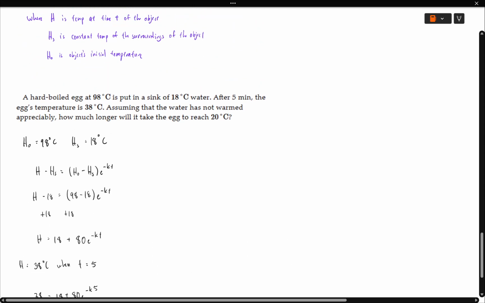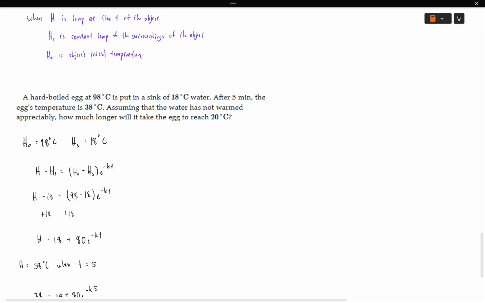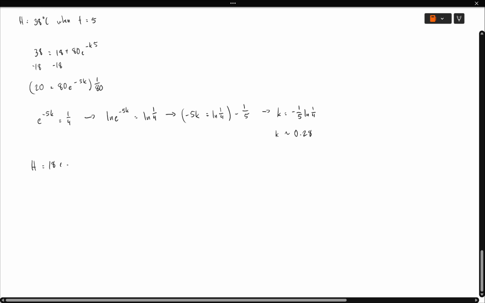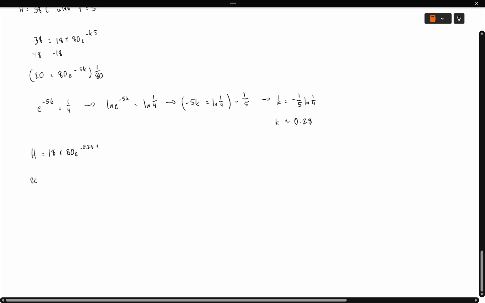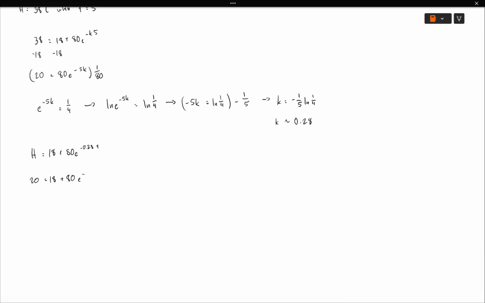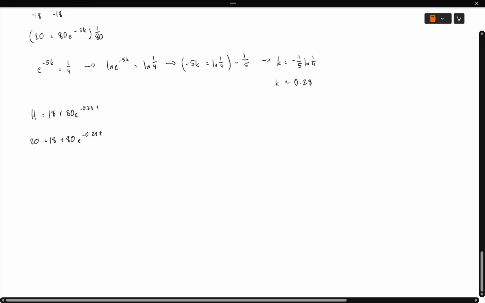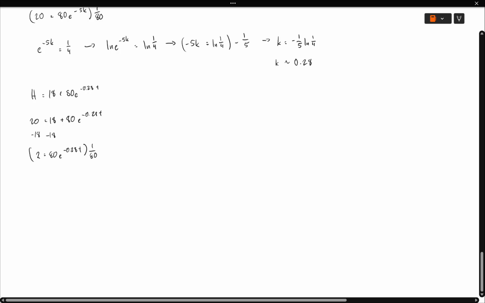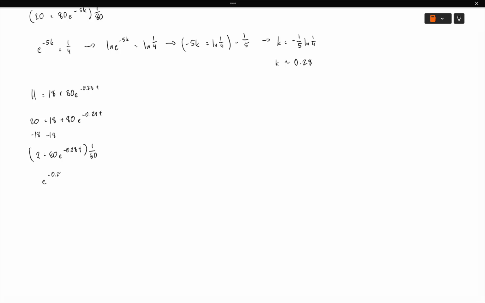So we want to see how much time it'll take for H, the object's temperature, or the egg's temperature in this case, to be 20 degrees. So we have H equals 18 plus 80 e to the negative 0.28 t. So in this case, H is equal to 20. 20 equals 18 plus 80 e to the negative 0.28 t. We subtract 18 from both sides. 2 equals 80 e to the negative 0.28 t. Divide both sides by 80. You get e to the negative 0.28 t equals 1 over 40. Take the natural log of both sides. Ln e to the negative 0.28 t equals ln 1 over 40.